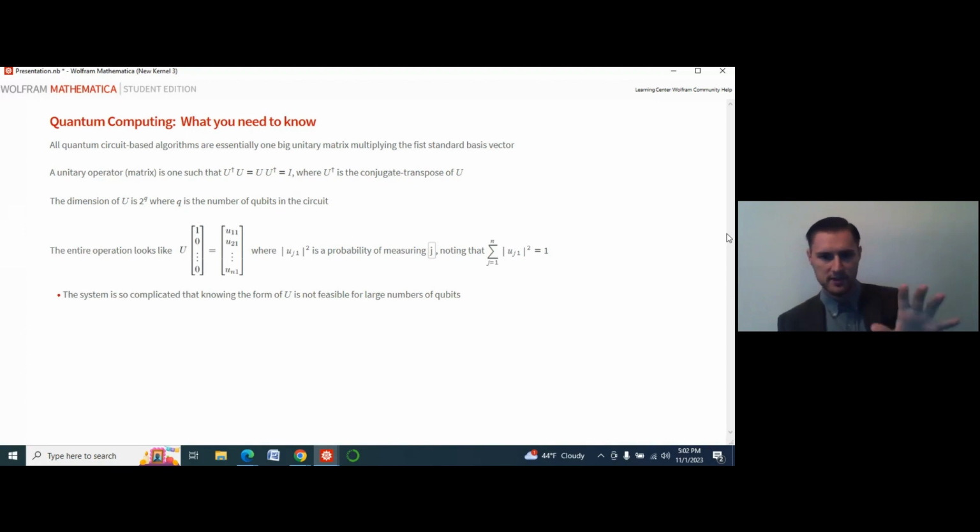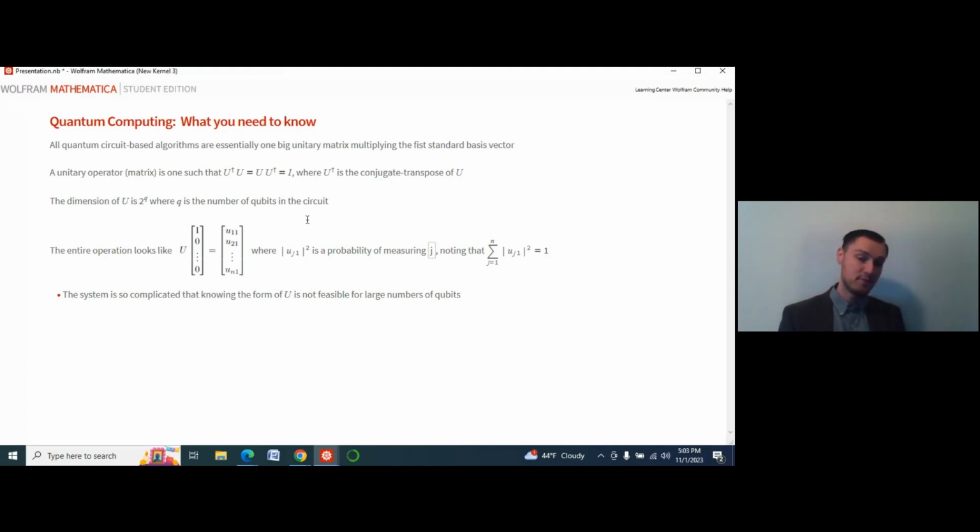Unitary matrix, which represents all of the actions of the circuit, times the first standard basis vector, gets you the first column of the unitary matrix, and then each of these elements in this column is a probability amplitude, and the absolute value of that squared is the probability of measuring that number in the numerical basis. So when we measure the quantum circuit at the end, the probability of measuring that particular number when you combine all the qubits together is that absolute value squared.